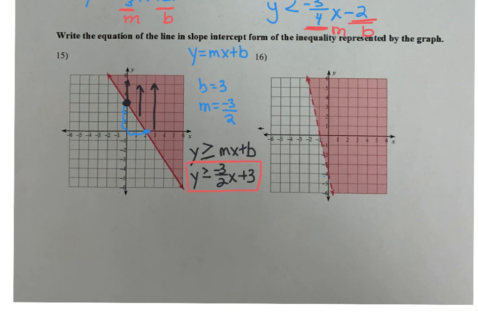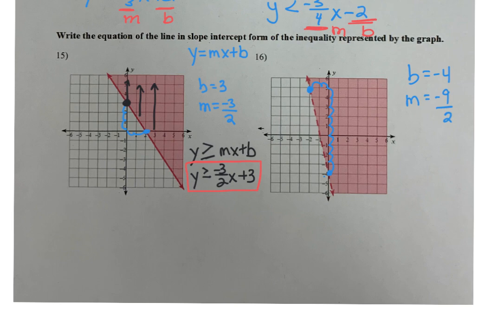Okay, taking a look at number 16, we do the same thing. I see that my y-intercept looks like it's negative 4, so b equals negative 4. My slope, let's see where my next line is. I've got another point up here. So let's see, this is 1, 2, 3, 4, 5, 6, 7, 8, 9 over 2. I know it's negative, so my slope is negative 9 over 2.